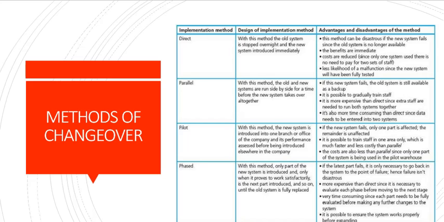It has its own advantages and its own disadvantages. First of all, it can be disastrous if the new system fails since the old system is no longer available. You've just gotten a new phone and you've thrown away the old one. Imagine the new one doesn't work. Of course, what will happen is that it will be very disastrous and you won't have a backup. So that's what we mean by disastrous.